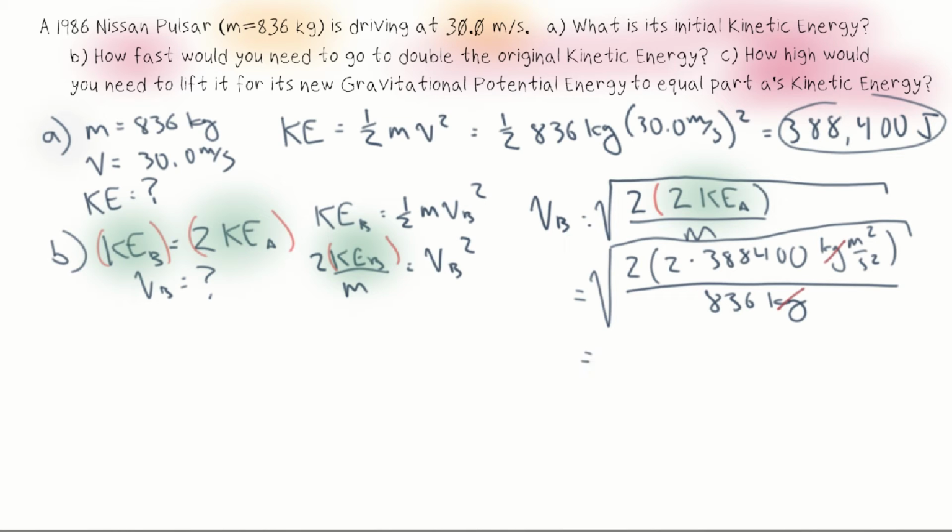So when you run the calculations, you don't get double the speed in order to double the kinetic energy. You have to do less than that. It actually ends up being around 42.4 meters per second. So you don't need to go anywhere near double the initial speed in order to double your kinetic energy, because kinetic energy depends on the square of the speed, not the speed itself.